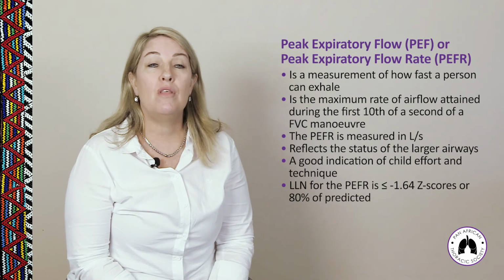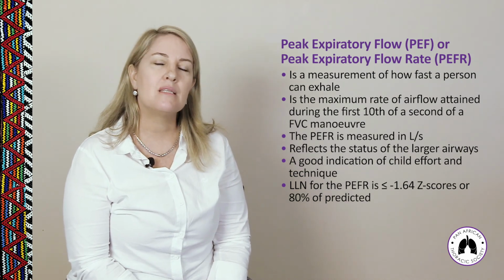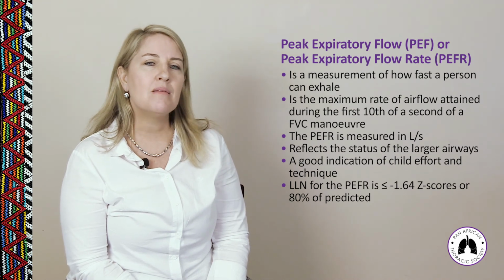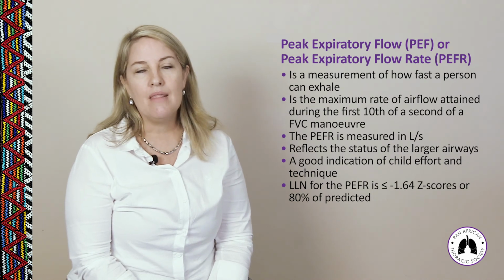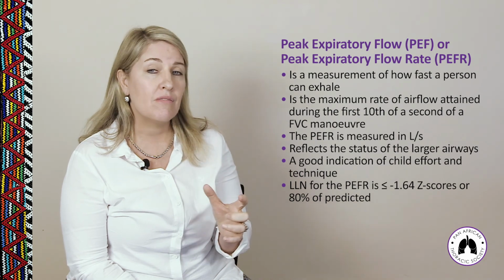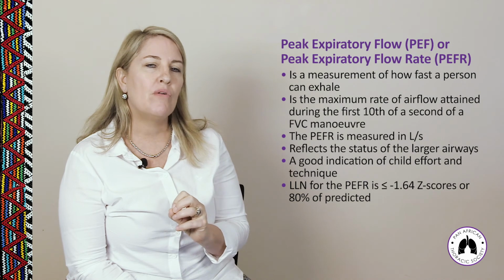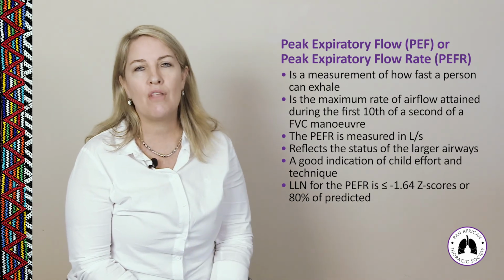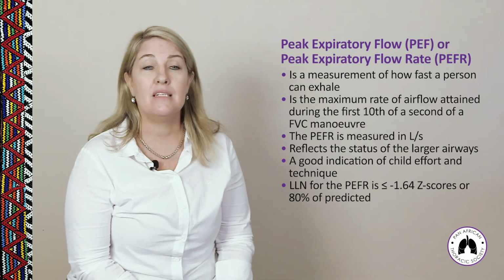Let's look at the fourth important measurement of lung function in spirometry. So we're looking at our peak expiratory flow, or the peak expiratory flow rate. And this is a measurement of how fast a person can exhale. This is the maximum rate of airflow attained during the first tenth of a second of the FVC maneuver. So the peak expiratory flow rate is measured in liters per second, and it reflects the status of the larger airways. This is a good indication of child effort and technique.